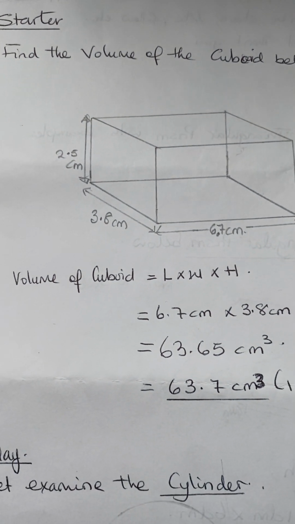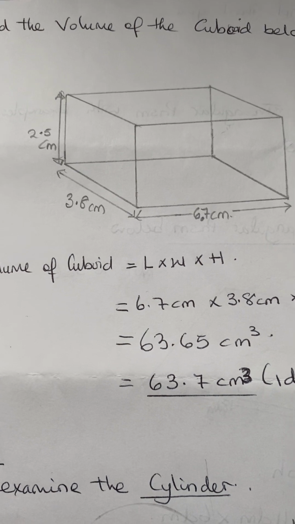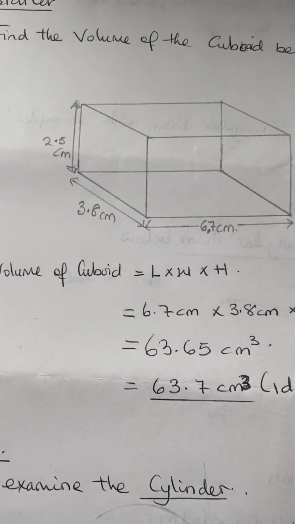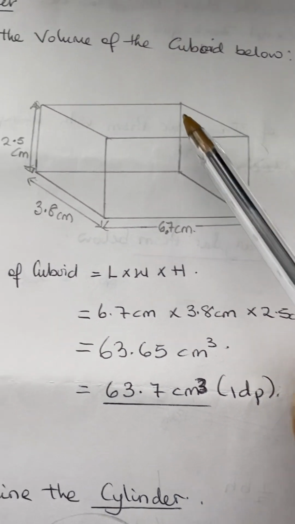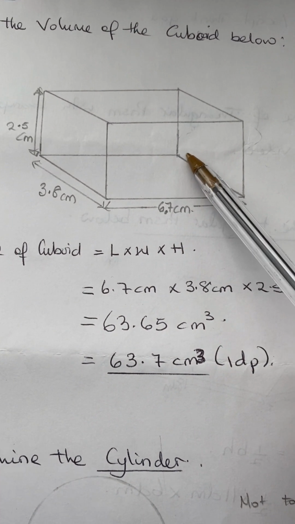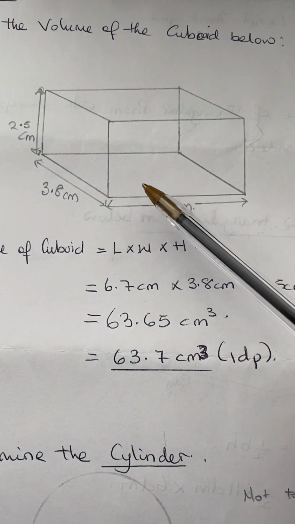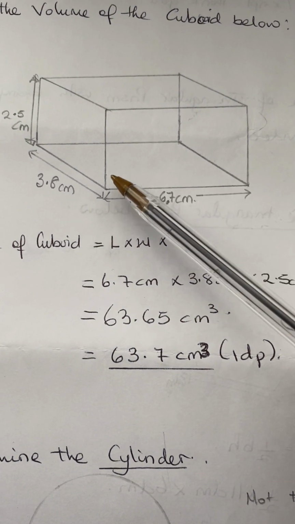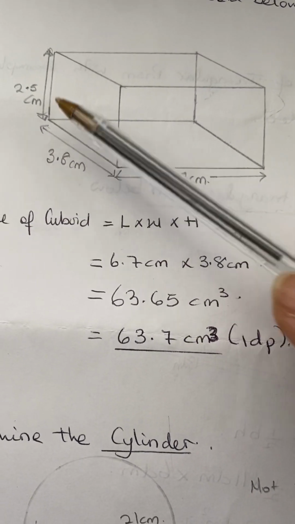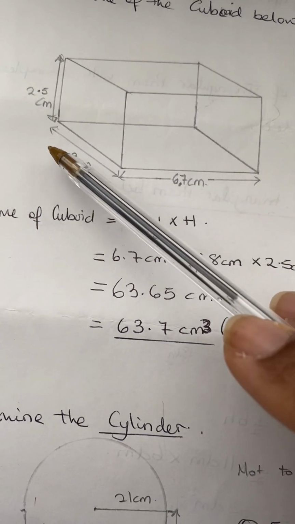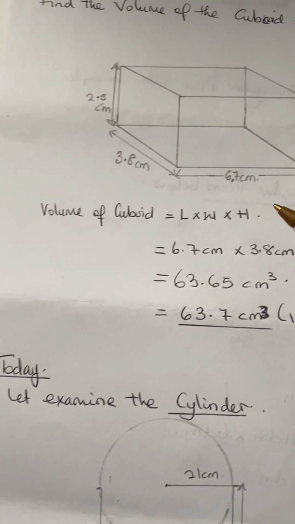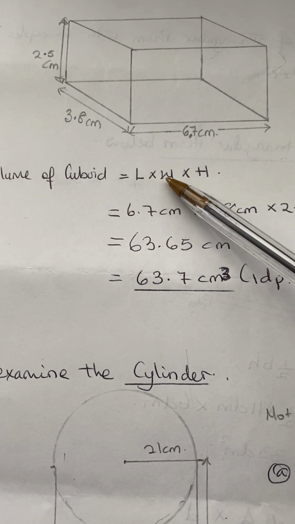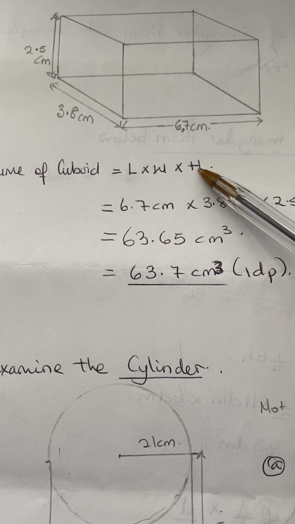Okay, since you are finding the volume of shapes and surface area, here we want to find the volume of the cuboid, this cuboid here. We know it has the length, the width, and the height, or the length, the breadth, and the height. So the volume of the cuboid is the length times the width times the height.